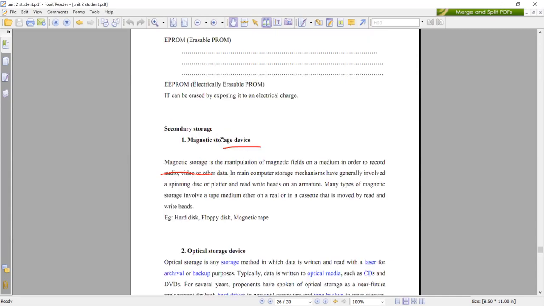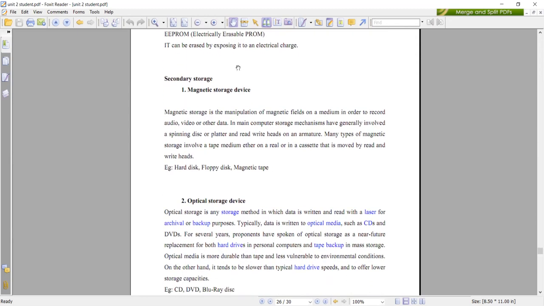Okay, then we will go to the secondary storage. Now, in secondary storage, we have different storage types. One is magnetic, then optical, and solid state, right? So, magnetic storage devices use magnetic fields to store data. We'll go through the theory part. Magnetic storage is the manipulation of magnetic fields on a medium in order to record audio, video, or other data. Magnetic storage mechanisms have generally involved spinning disks, platters, and read-write heads on an armature.